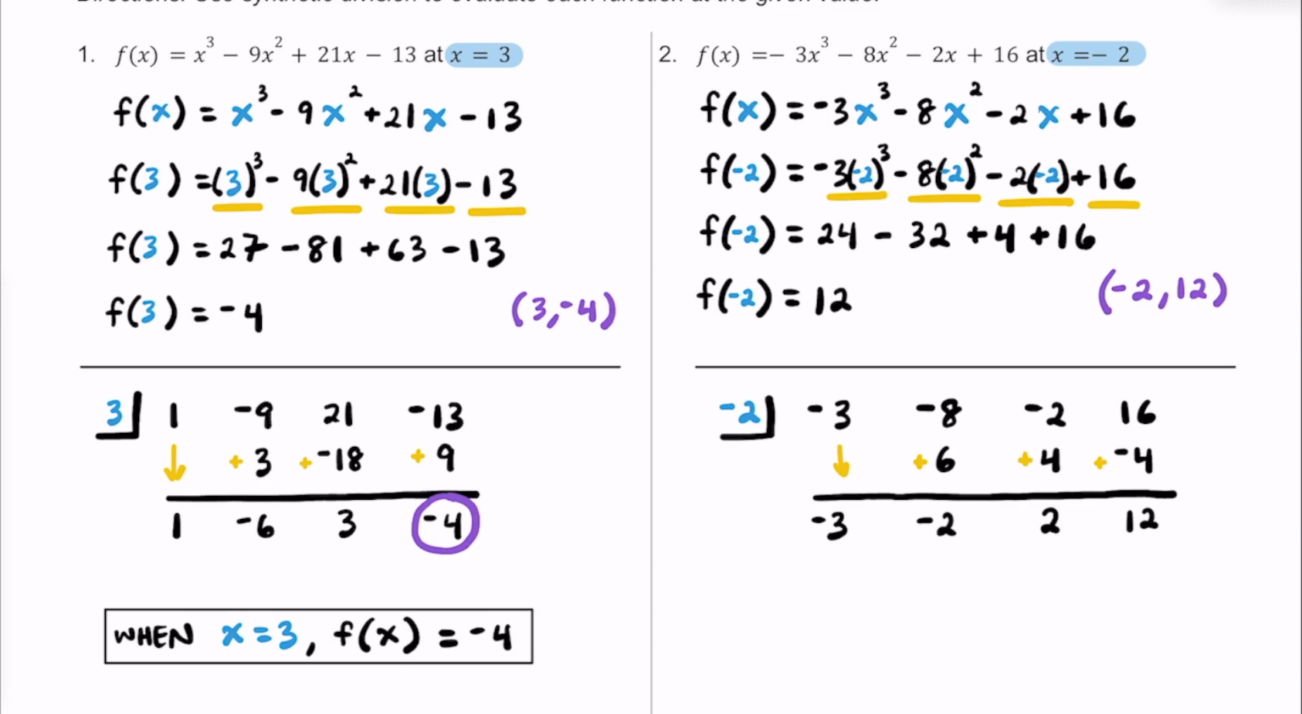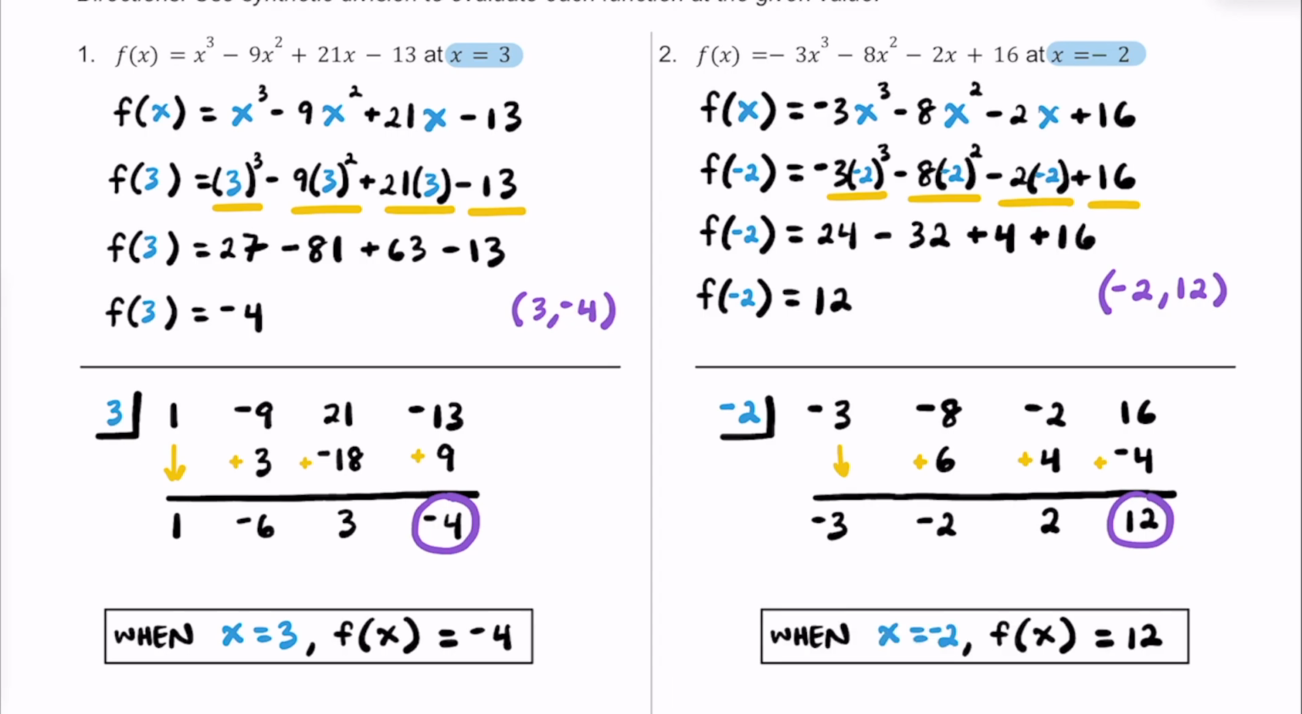So that's going to be what we call our remainder, or the value of the function, given that x is equal to negative 2. Putting this all together, when x is equal to negative 2 for this polynomial function, f of x, or the y value, is going to equal 12.